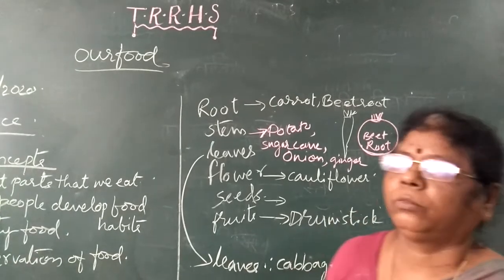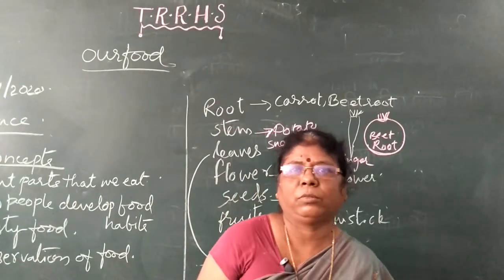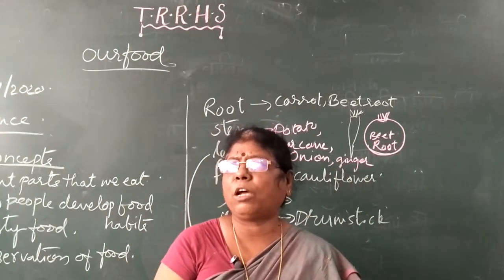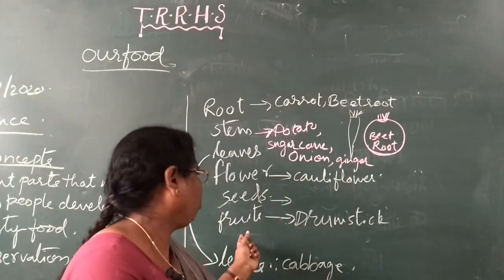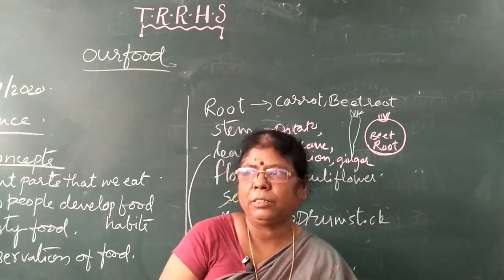Fruits: drumstick, tomato, brinjal, mango, apples. These are examples of fruits which we eat, isn't it?